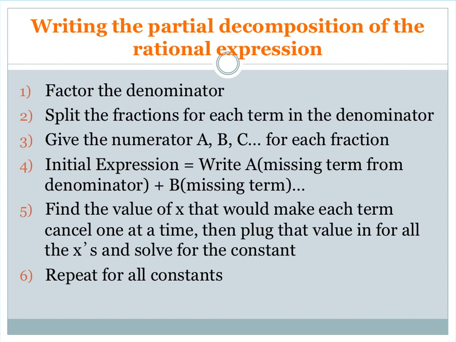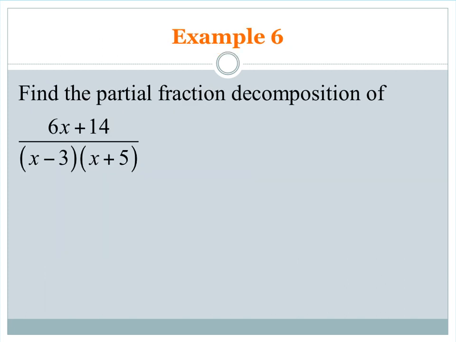We're going to find a value of x that would make each term cancel out one at a time and plug that value in, and then we're going to repeat it for all the constants. So if I have an A and a B, I'm doing it twice. If I have an A, a B, and a C, I'm doing it 3 times. Okay? So let's work it through. So this one's already factored, yes?